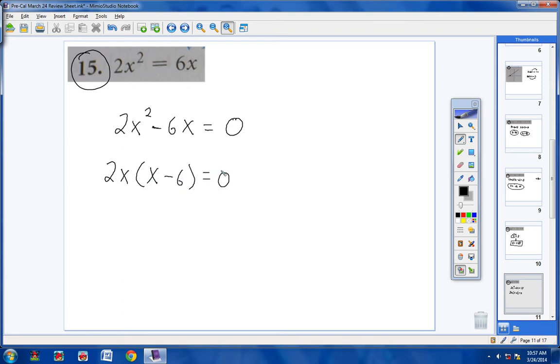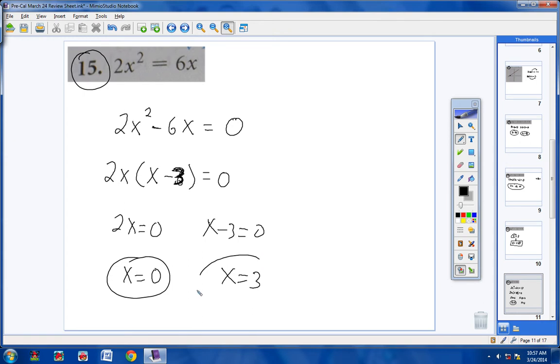There we go. Pull out a 2x. 2x times x is 2x squared. This will be a 3. I'm just making all kinds of mistakes today. 2x times -3 is a -6x. Now if you take 2x and set it equal to 0, divide both sides by 2, x equals 0. If you take x minus 3 and set it equal to 0 and solve, you will get x equals 3. There's your two answers for your quadratic equation.